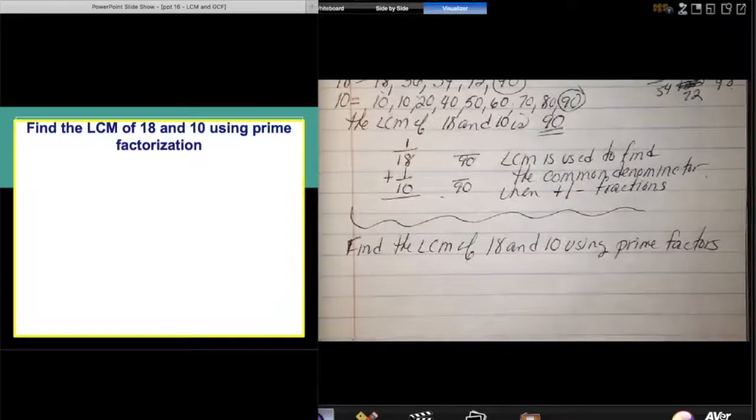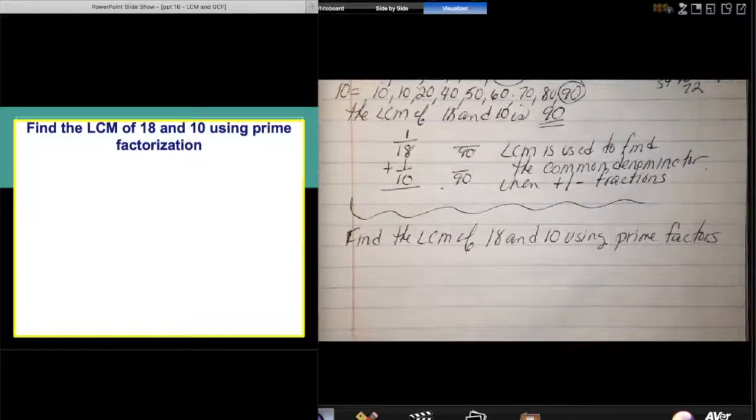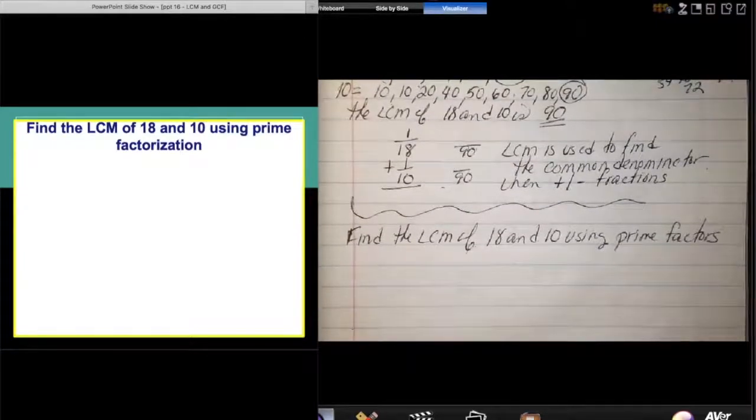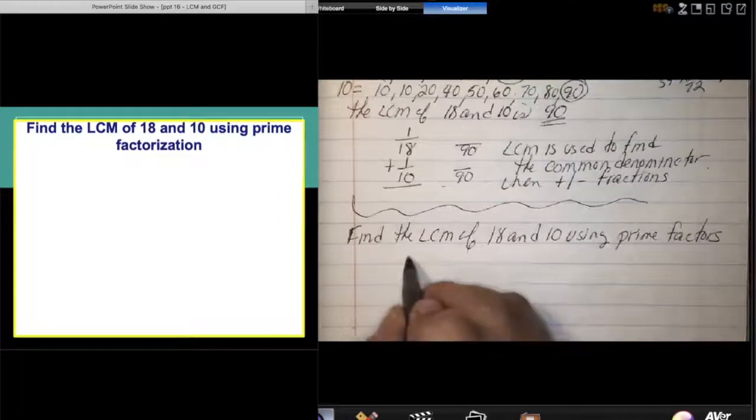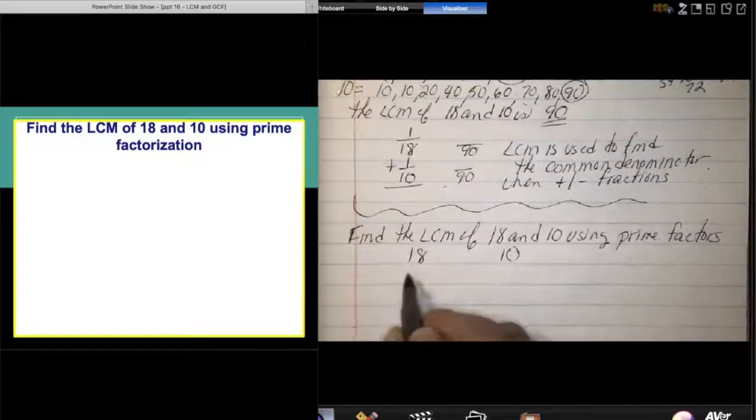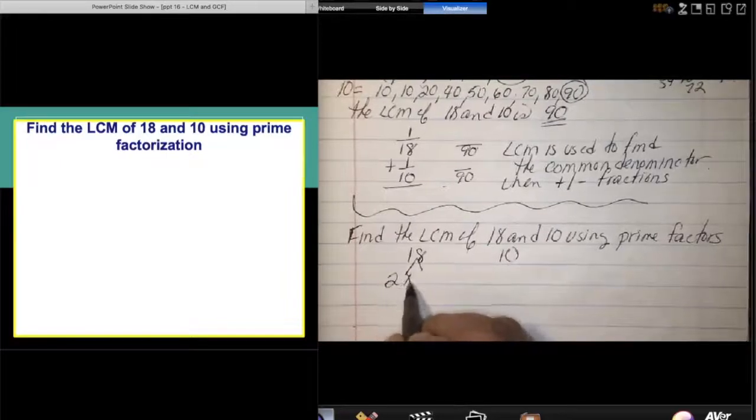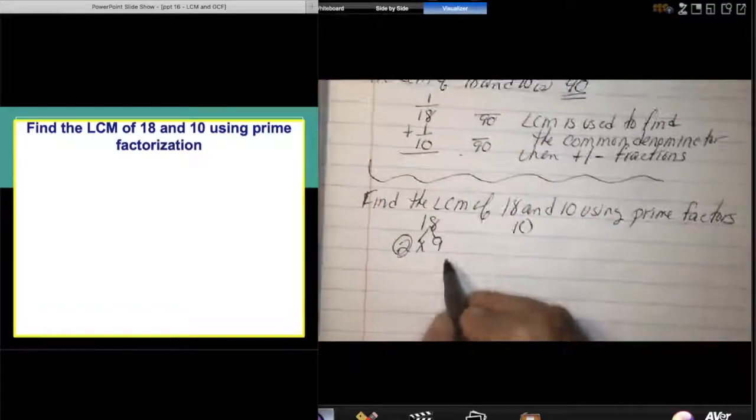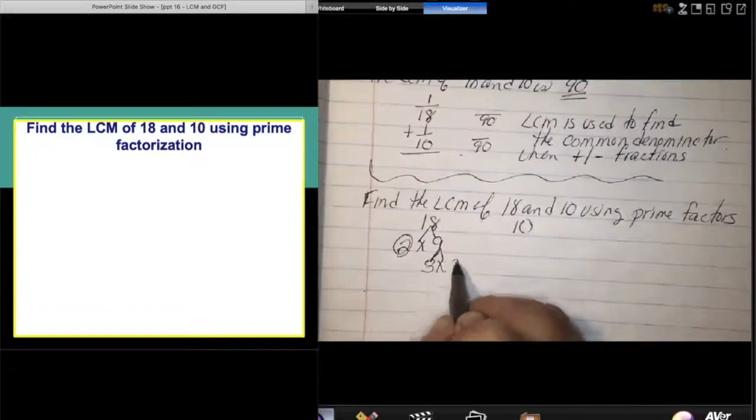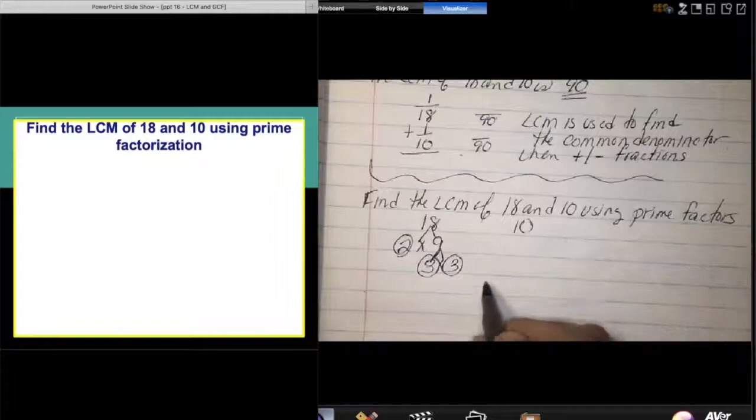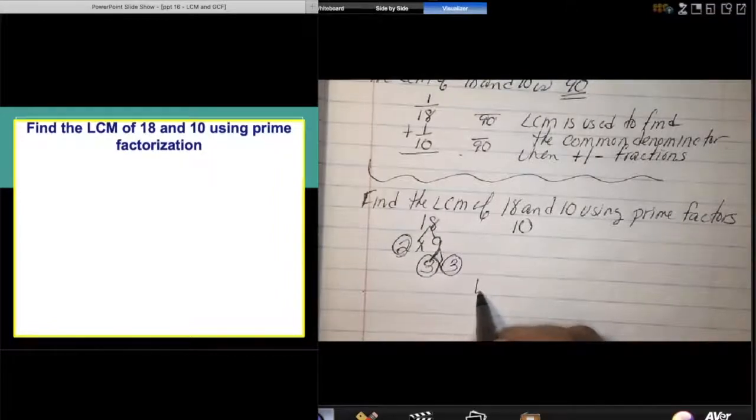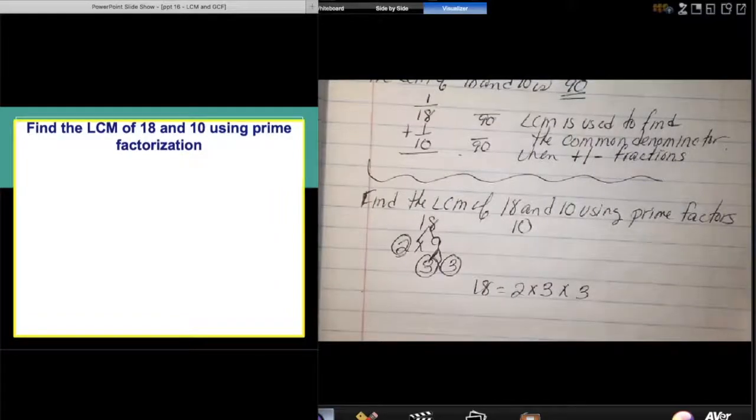Anytime I see the word prime, I think of 2, 3, 5, 7, 11, so we need a factor tree. 18 and 10. Prime numbers start with 2. 2 times 9 is 18. I look at the 9 and I divide by 3. So the prime factors of 18 are 2 times 3 times 3.